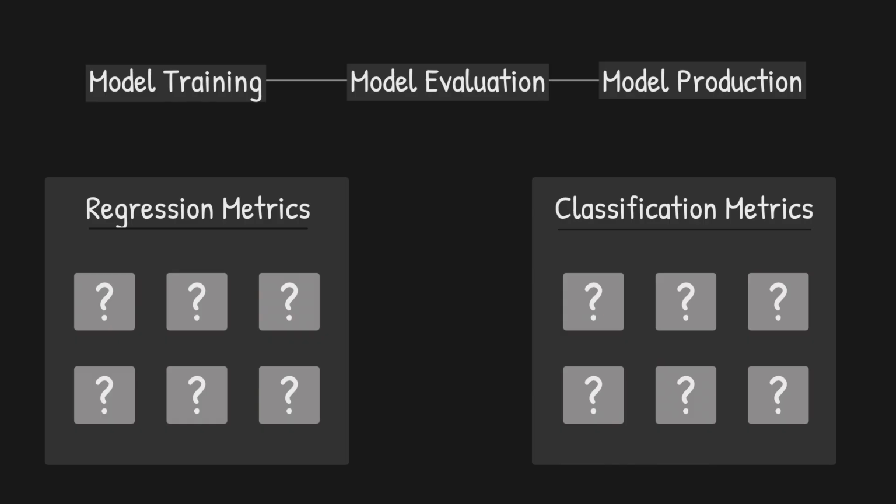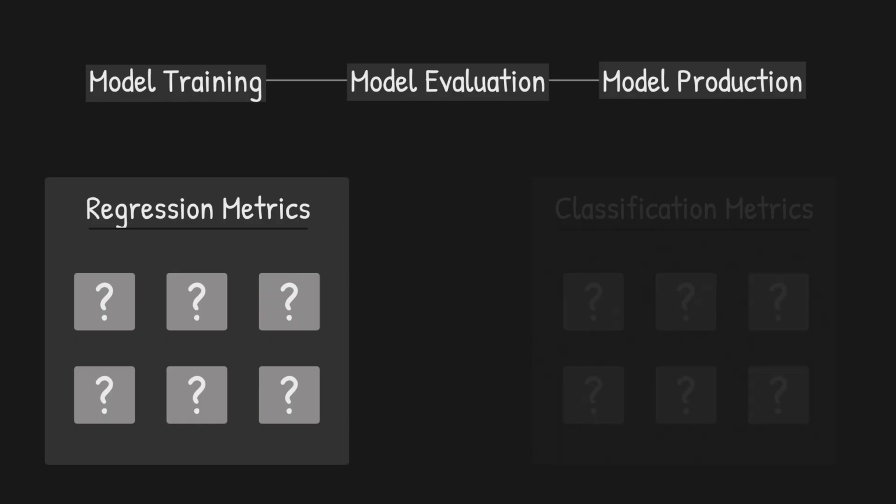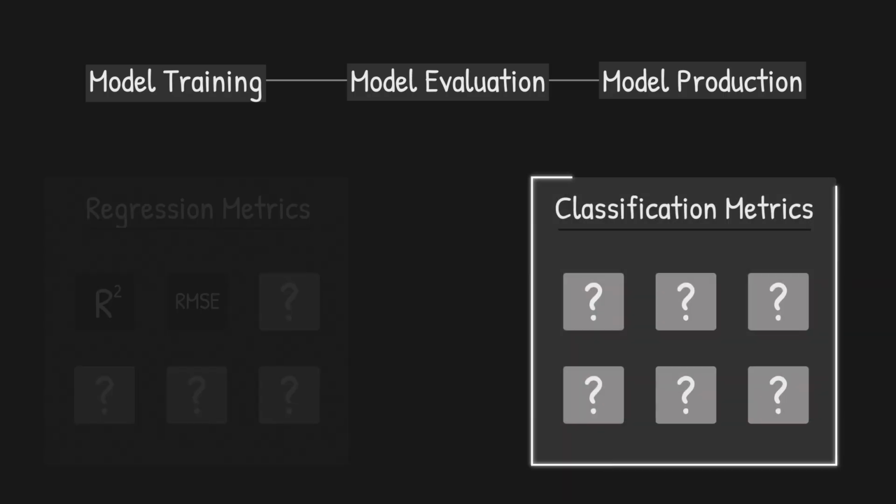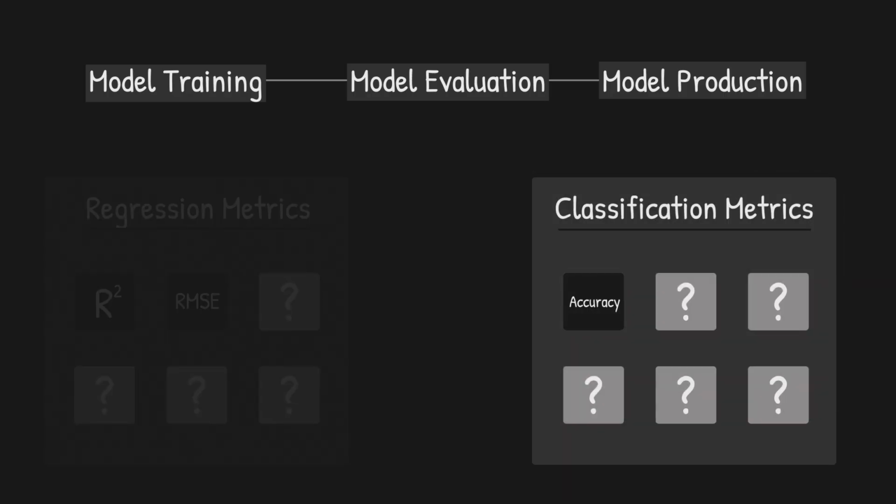We discussed in a previous video that in regression tasks, we use certain metrics, commonly the R-squared score and the root mean squared error, and in this video, we'll learn about the ones used in classification. These include accuracy, precision, recall, and the F1 score.